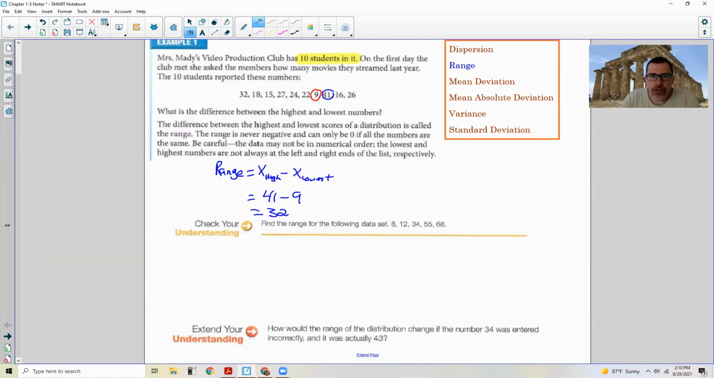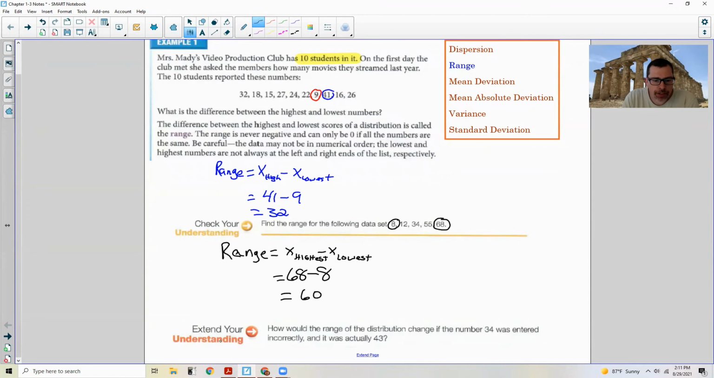So again, for starters, we are going to look for the smallest number: 8, 12, 34, 55, 68. These are in order from least to greatest. So if I showed my formula, range equals the X sub high minus X sub low, okay, then it would be 68 minus 8, which equals 60. Okay, fairly simple, I hope.